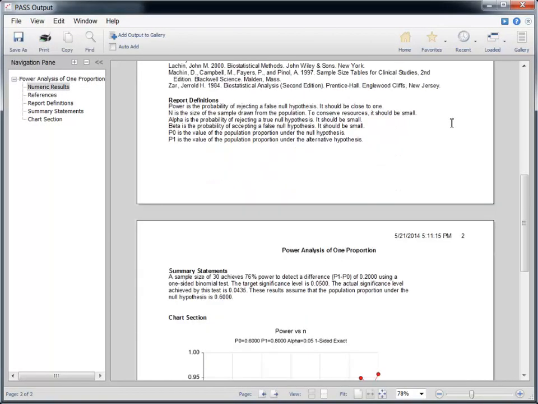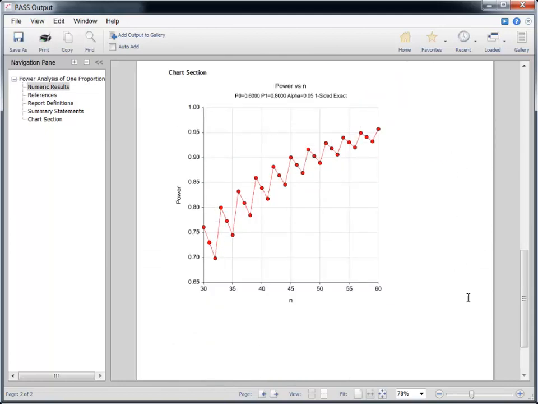When we examine the chart of power plotted against sample size, there is an obvious up and down jagged trend in the power, although the overall power trend is increasing with increasing sample size.